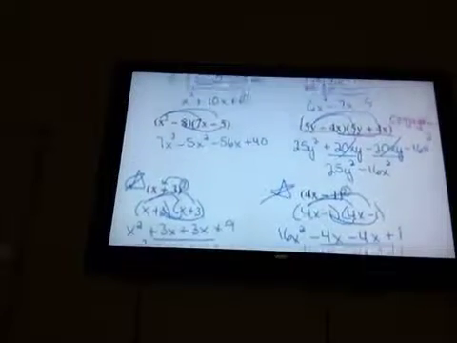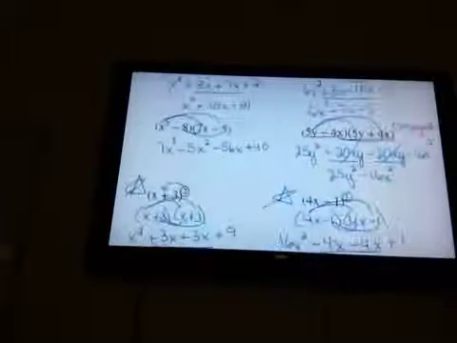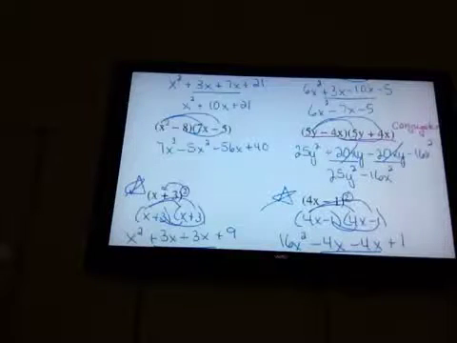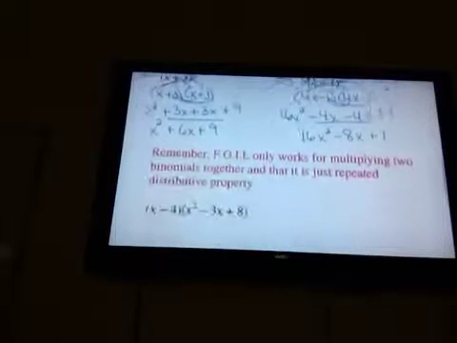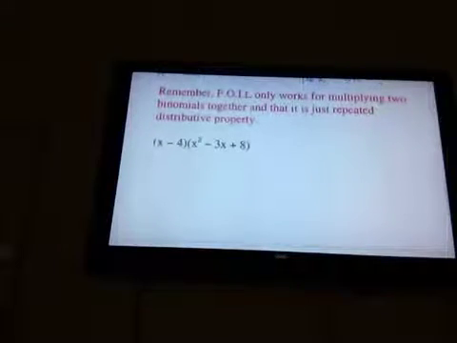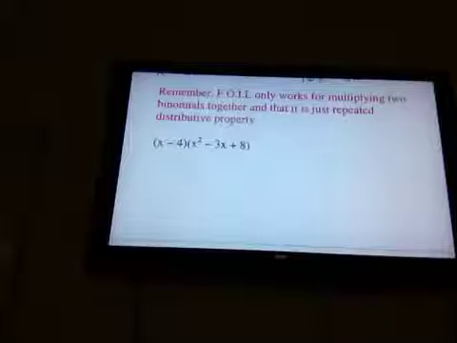Okay, any questions on anything with the FOIL? Anything with FOIL that you want to ask about? Okay, remember, as I have typed here in red, that FOIL only works for multiplying two terms and two terms. But that FOIL was still really just the distributive property.